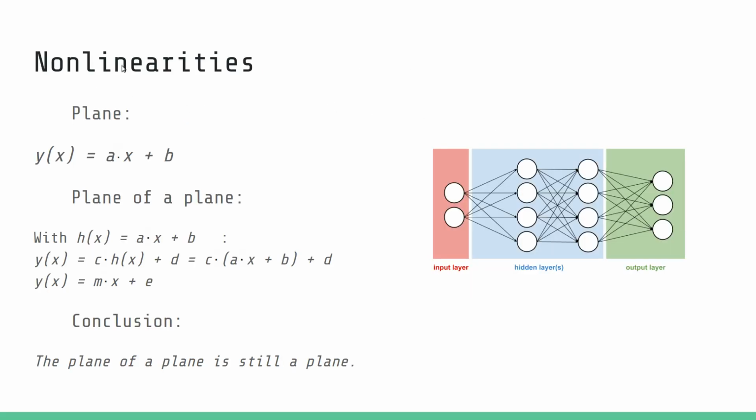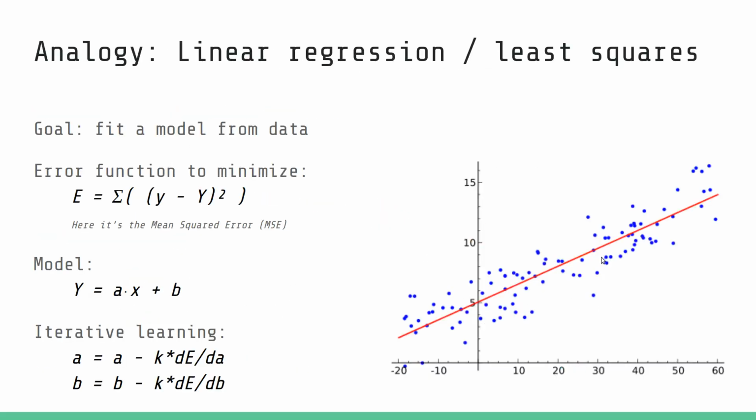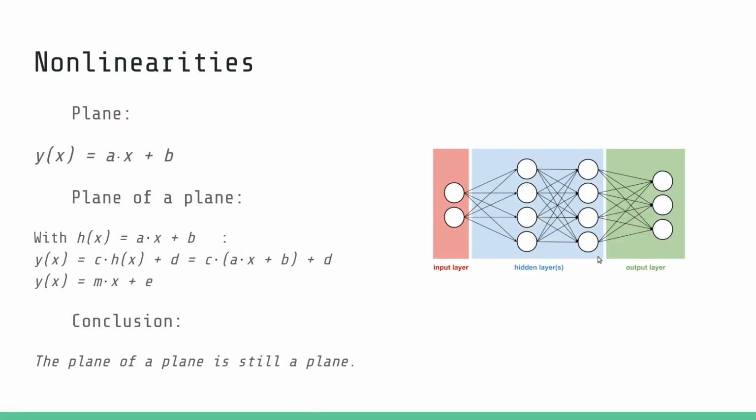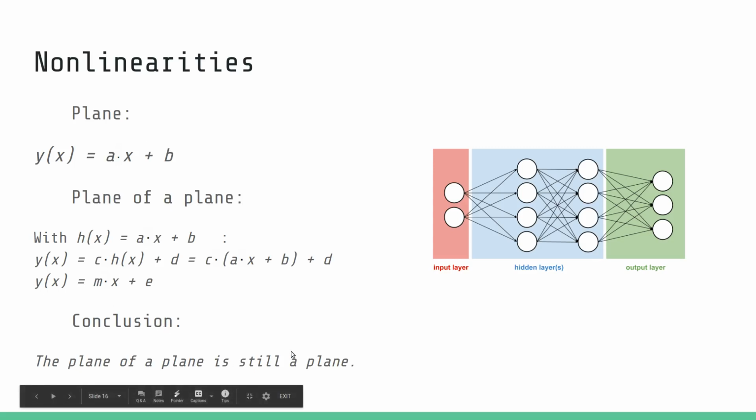Back at non-linearities, I've explained the linear regression, which is also a plane when there are many inputs x and weights a. So this is the equation of a plane. It's just like the line here, but instead we would have a 2D plane in a 3D space, with the y here being the prediction and the two x's being inputs, for instance. So if we take the plane of a plane, then doing the math, we end up again with a plane. So conclusion, the plane of a plane is still a plane.